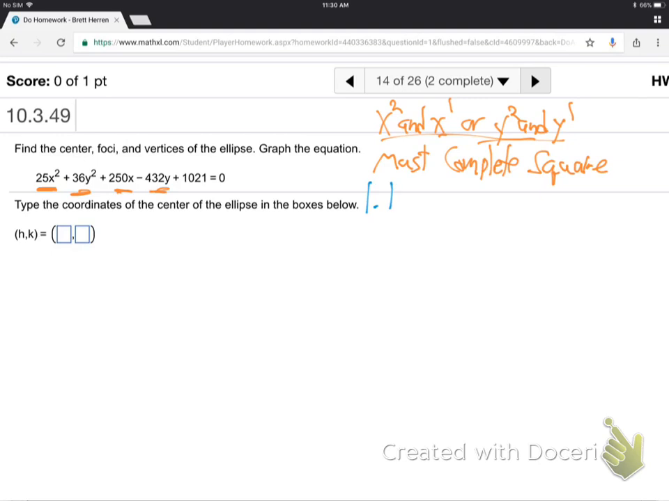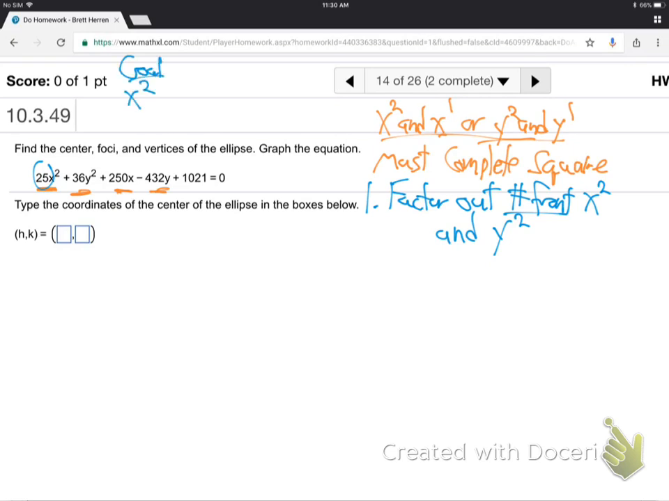Step 1, you must factor out the number in the front of x squared and y squared. The number in the front. What am I talking about? That 25 right there. By the way, remember what our goal is? Let's keep the goal before us. What is our goal? Our goal is to do a bunch of plastic surgery to give it this look.